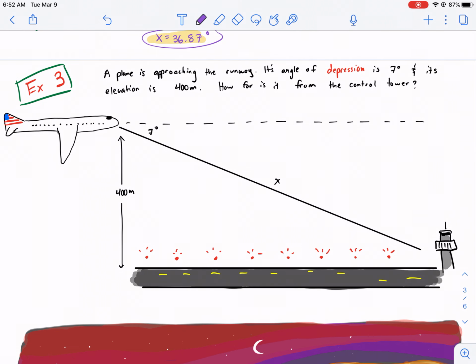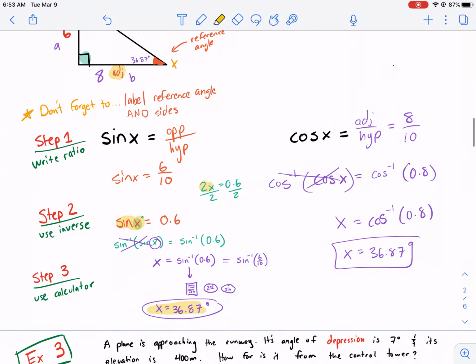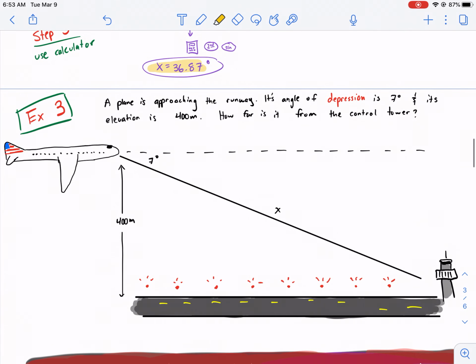A plane is approaching the runway. Its angle of depression is 7 degrees, and its elevation is 400 meters. How far is it from the control tower? Okay, a couple different things we can do with this one. First, we always want to label and determine what the reference angle is. What I think most people would do is use this as their reference angle. So let me go ahead and use this as my reference angle. Okay, so this is my reference angle.